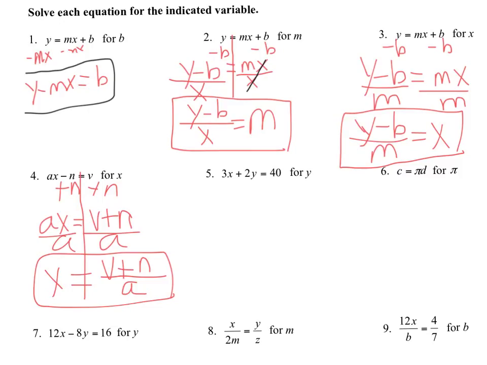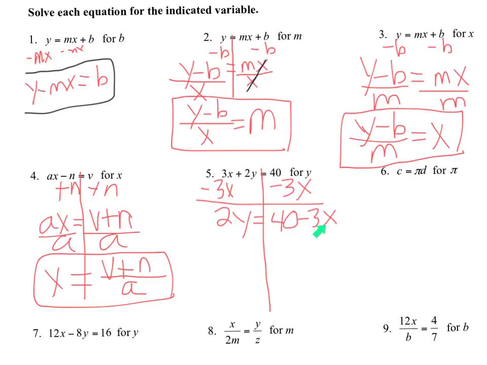So these are easier in the sense that you don't have any computation to do. You don't have to deal with decimals or fractions. You just move your stuff around. Let's look at number 5. Number 5 we have y, and so I need to move this positive 3x. So I'm going to minus 3x to move that away. So I did that. I minus 3x, and now I wrote 40 minus 3x. My next move is to divide by 2.